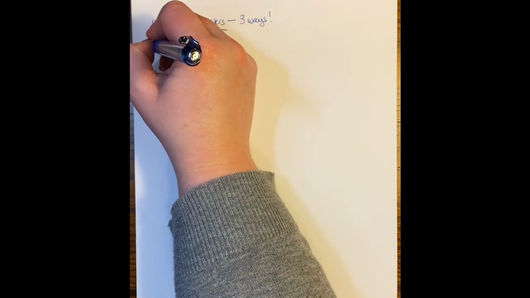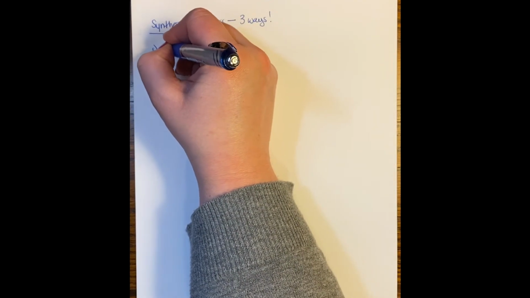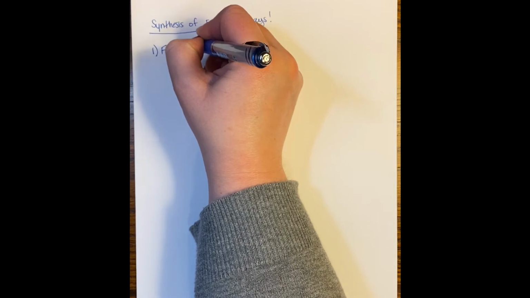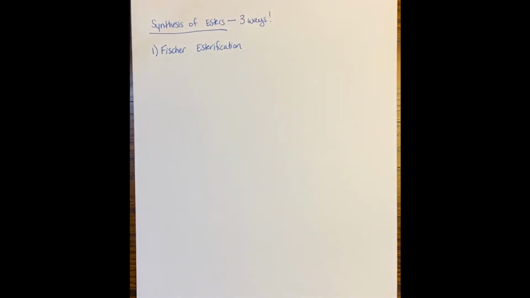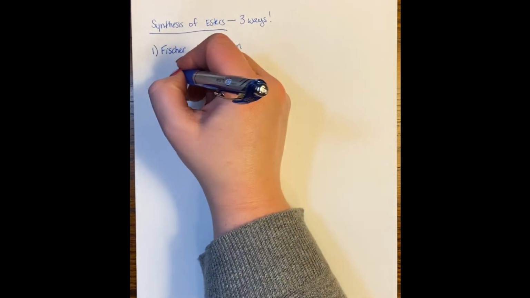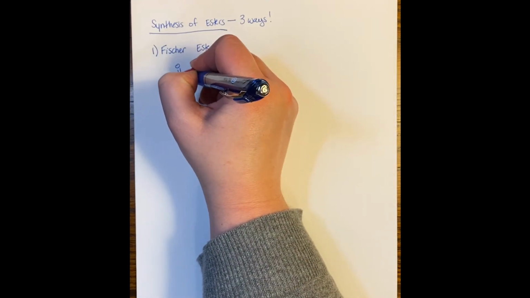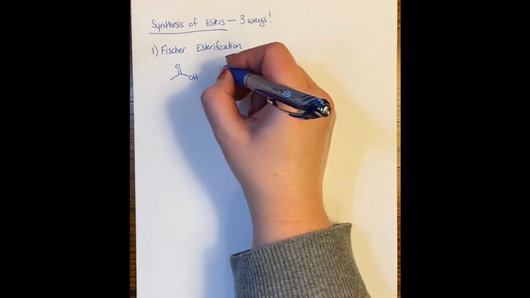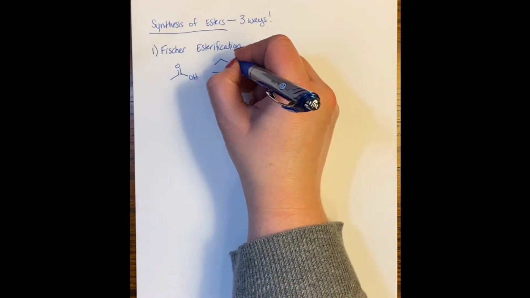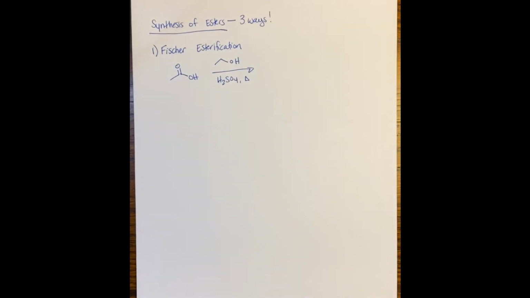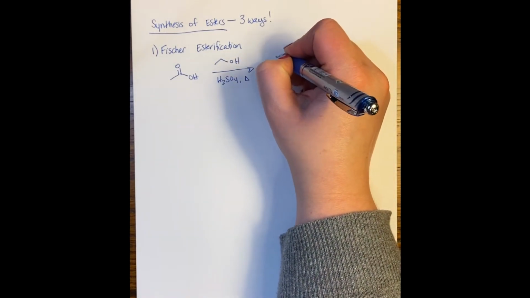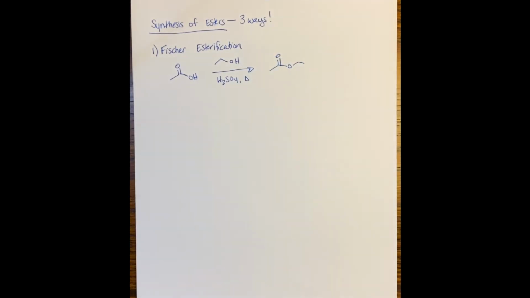The first way to make an ester is one of the most classic organic chemistry reactions, and that is a Fischer esterification. This is the reaction that you ran in lab when you guys made banana oil. So if we start with a carboxylic acid in the presence of an alcohol, acid, and heat, the product that we get out of this reaction is an ester.